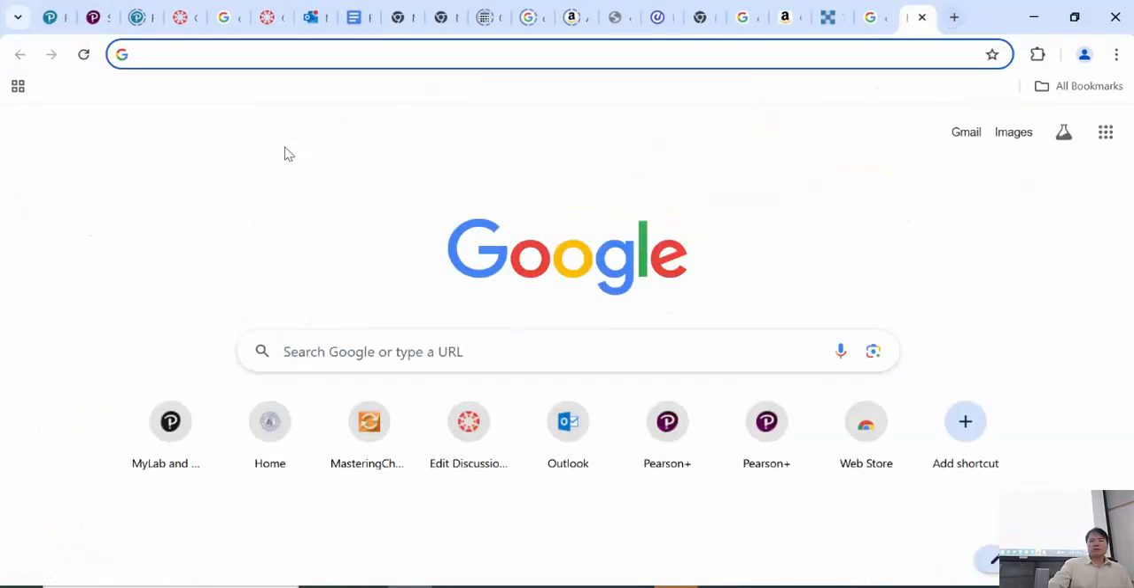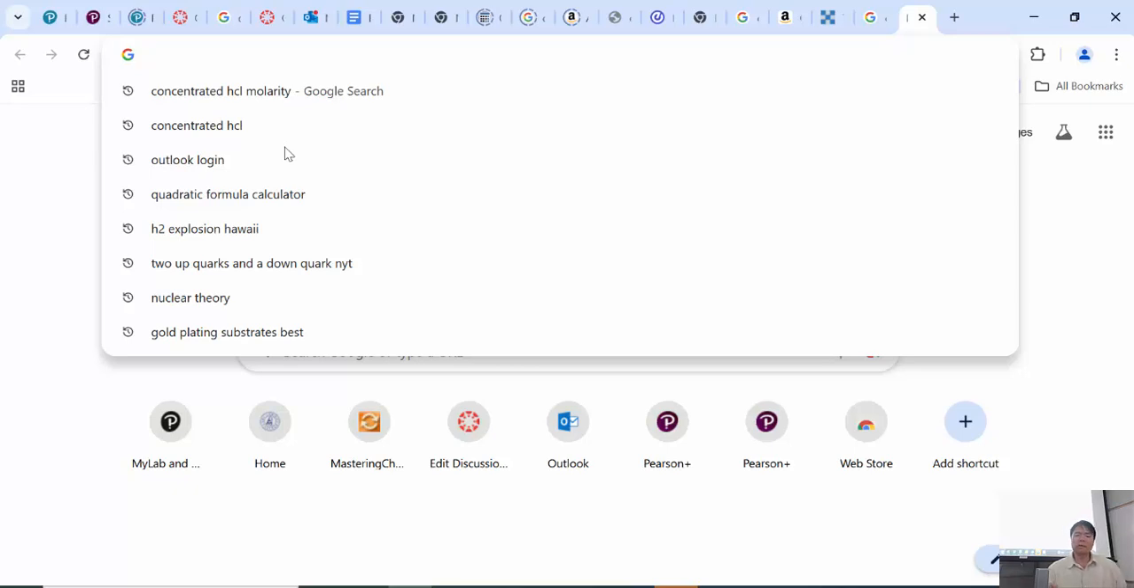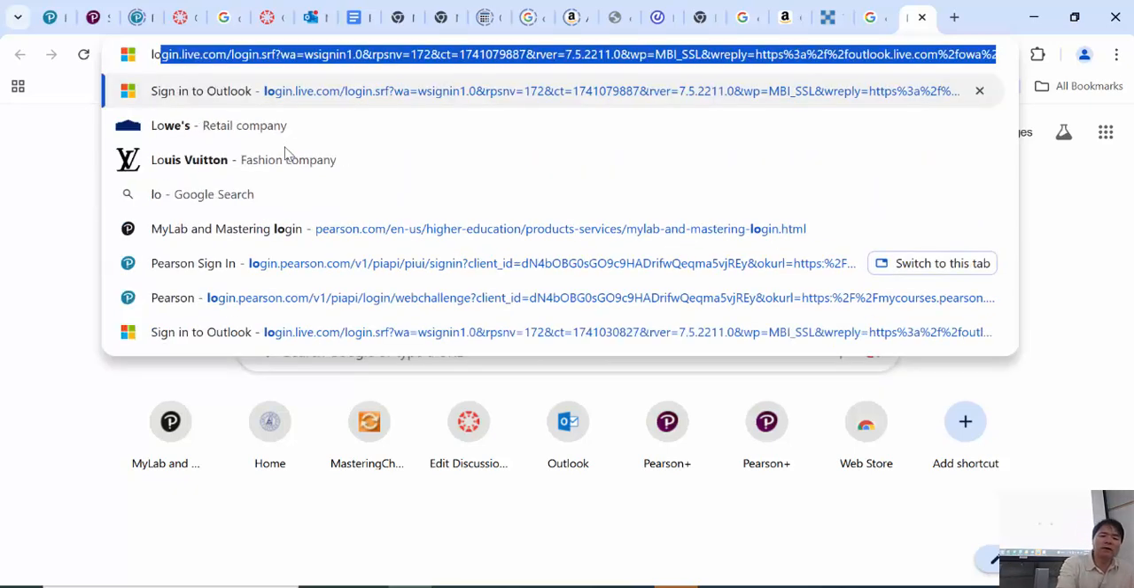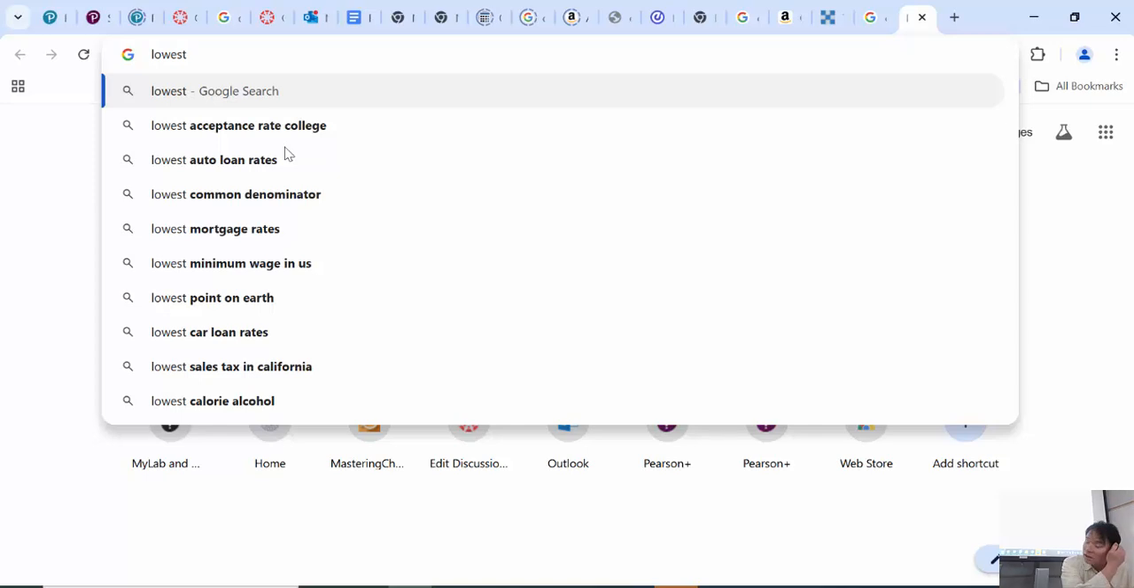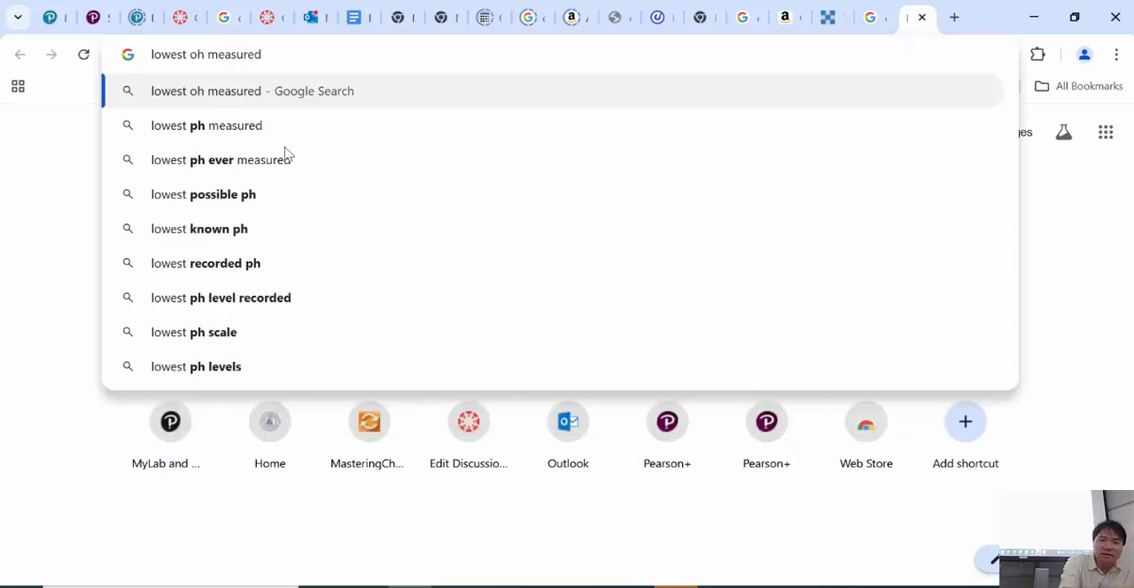It turns out the lowest pH of a natural body is actually, no, I shouldn't say natural. The lowest pH measured is in California.